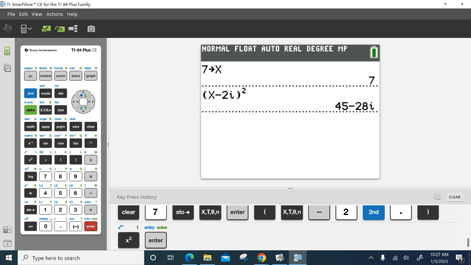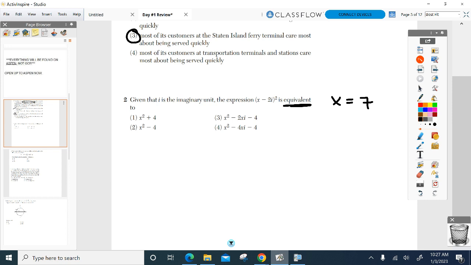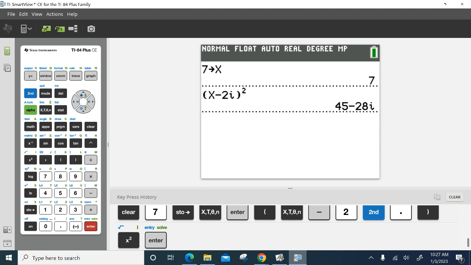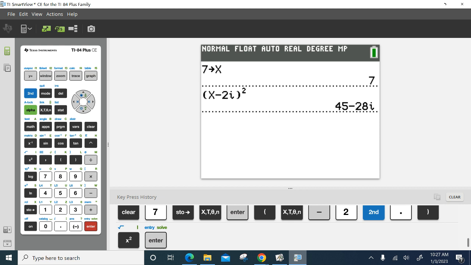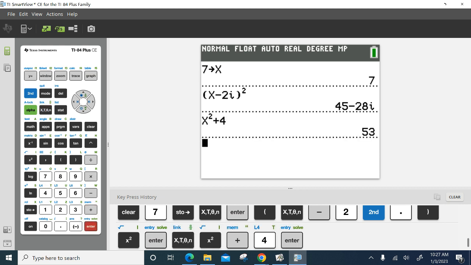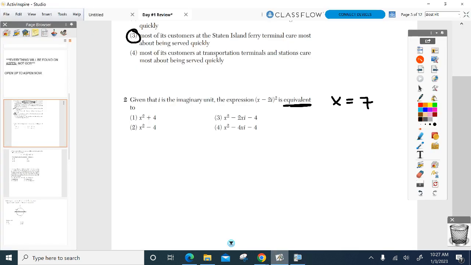Now what I'm going to do is go through the multiple choices and find out which one's equal to 45 minus 28i. That's it. That's all I have to do. Which one is equivalent, equal to it? So I'm going to go through the next one and write x squared plus 4. Nope. I'm looking for which one gives me 45 minus 28i. So go ahead. Let's go. Go through each of them yourself and see which one gives you the correct value.